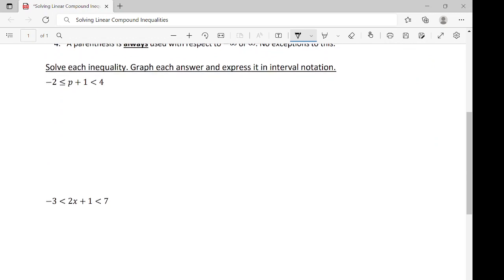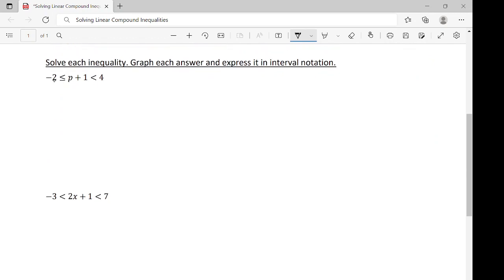So let's start with the first one. Solve the inequality: -2 is less than or equal to p plus 1, which is less than 4. So again, we're trying to move everything from the center out to the left and to the right. I have a 1 there that I don't need, so I'm going to subtract 1 from here, subtract 1 from here, and subtract 1 from here. So it cancels out in the middle, leaving me on the left, -3 is less than or equal to p, less than 3.